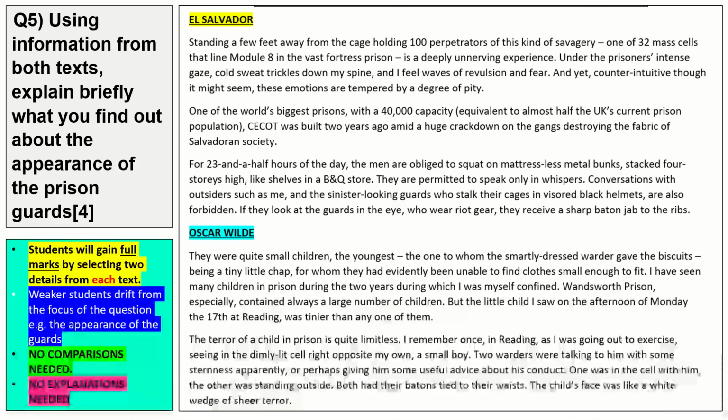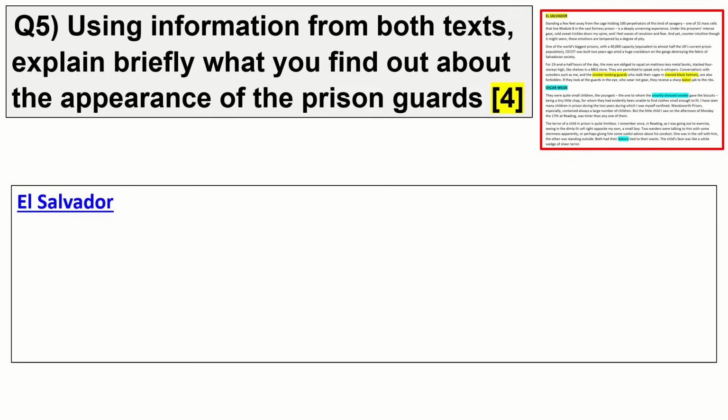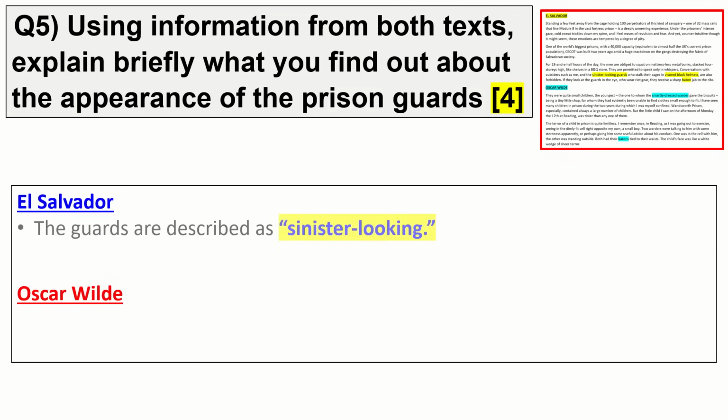Okay, here's the text if you want to pause it. I'm just going to go through it though. So again, you're not going to find loads and loads of things. Remember, I've made the extract small. You've got to have a bigger extract. But you're only going to find a few things because it's only 4 marks. Okay, so again, do your subheadings. In the El Salvador prison, the guards are described as sinister looking.